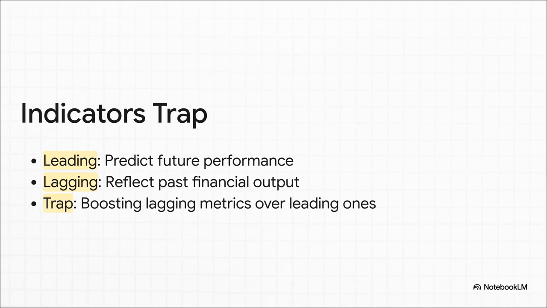Leading indicators predict future performance. We're talking things like customer satisfaction, repeat customers, and training hours. Lagging indicators, on the other hand, reflect past results, essentially all your financial measures, like profit and ROI.